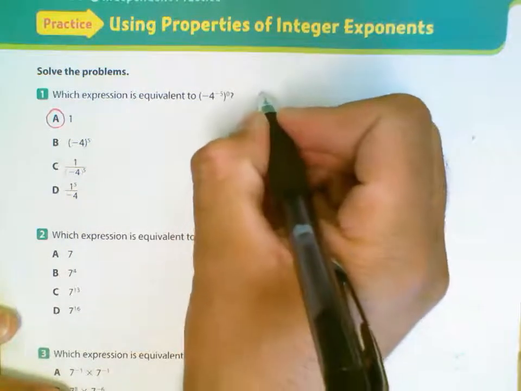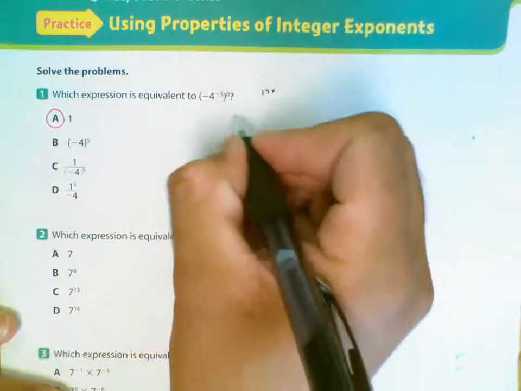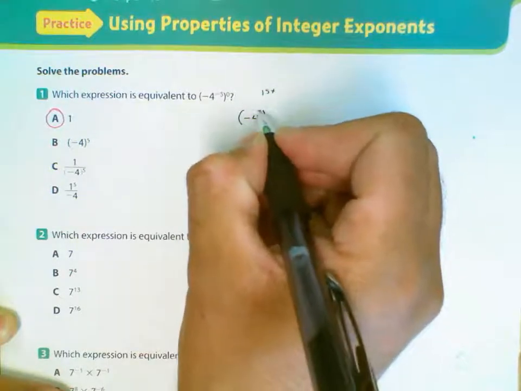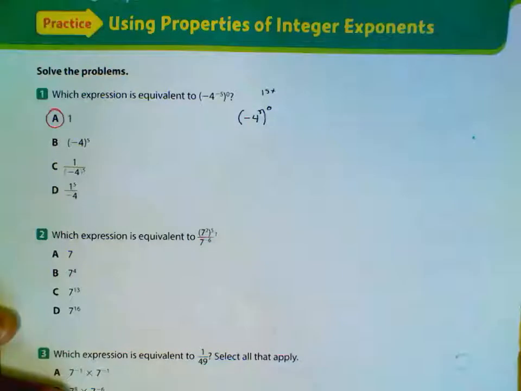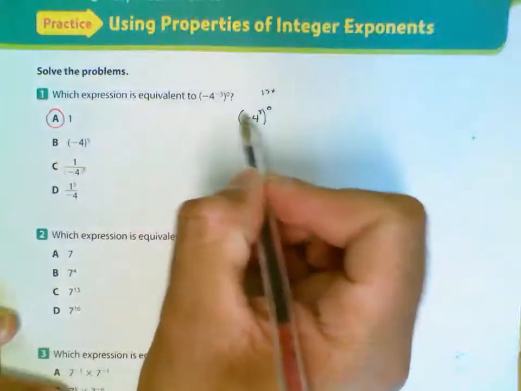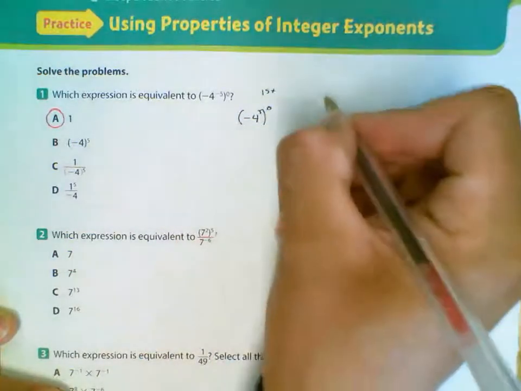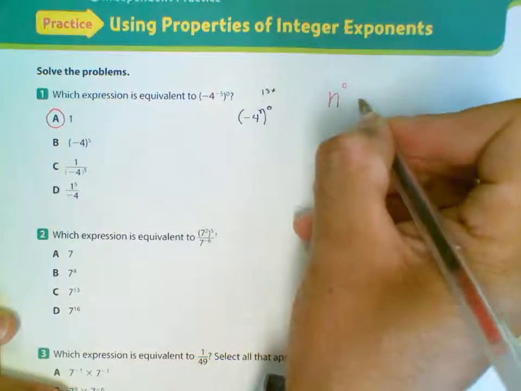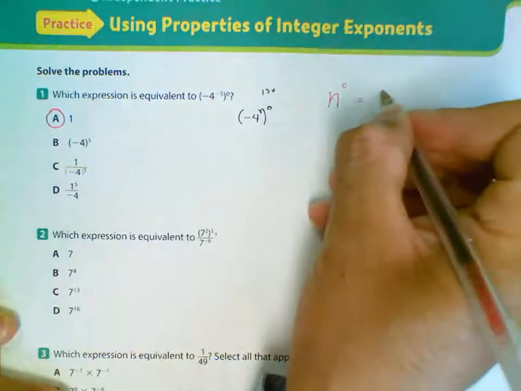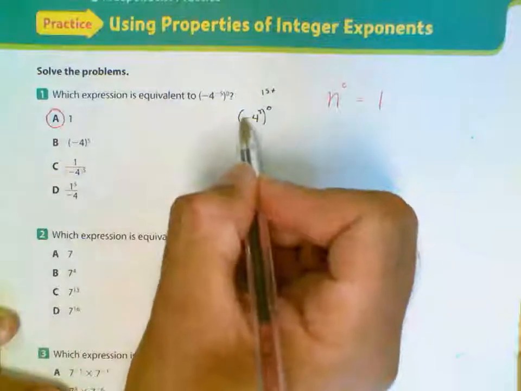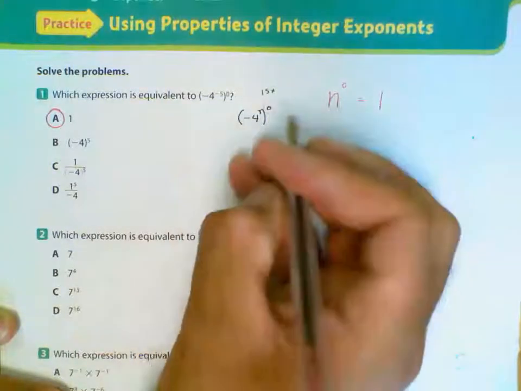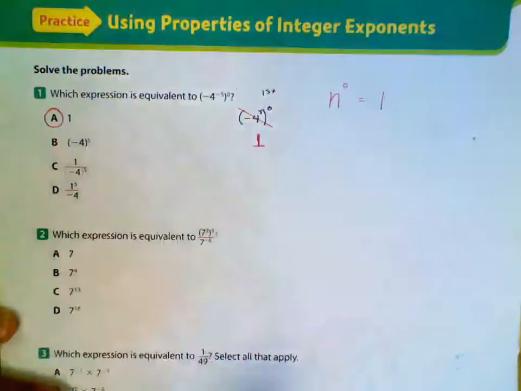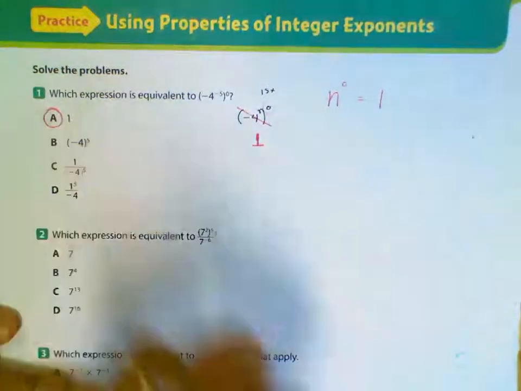So look at the first one. So I have -4 to the -5th power to the 0. I don't need to do any step. I know that if you have n to the 0 power is equals to 1. So all this expression is to the 0 power. So my solution is 1, just using that property. So the answer is A.